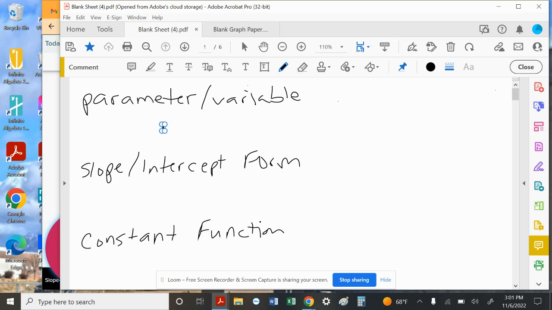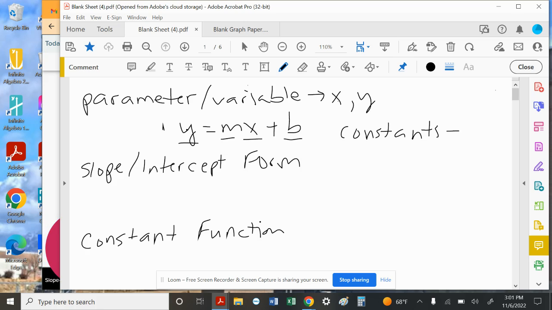We have y equals mx plus b. Y and x are our parameters. Our constants are m and b. What's really important is that our variables are x and y, and our constants are m and b. These are constant values, meaning they have one value and they never change, but x and y can both change. So that's when we look at those parameters.